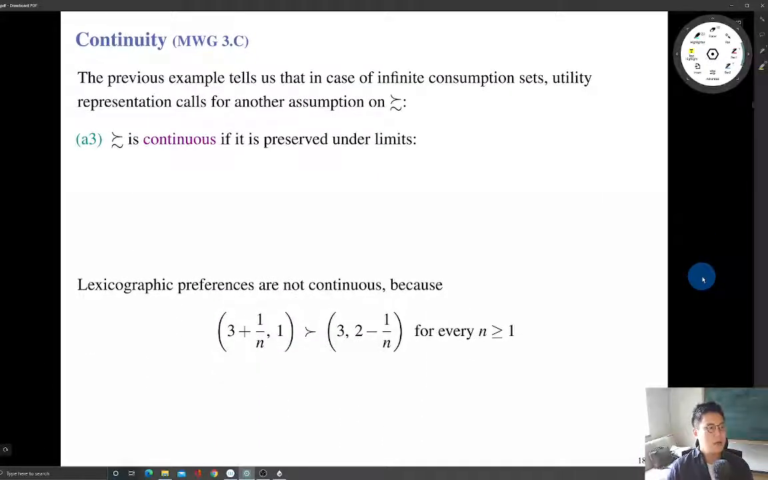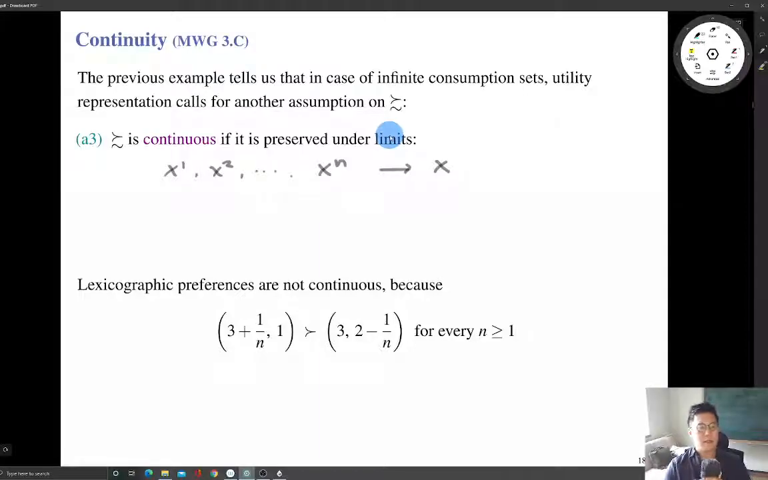All right, so the previous example tells us that in the case of infinite consumption sets, utility representation calls for another assumption on the preference. That is continuity. We say a preference relation is continuous if it is preserved under limits. More precisely, suppose that we have a sequence of bundles x1, x2, generally xn. This sequence approaches a limit point x.